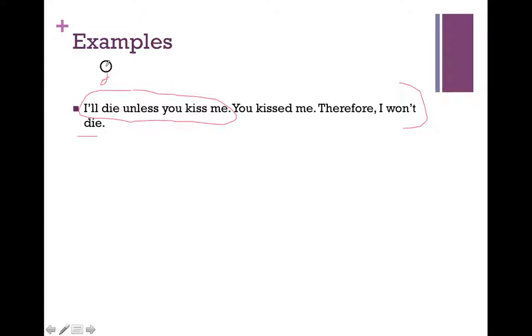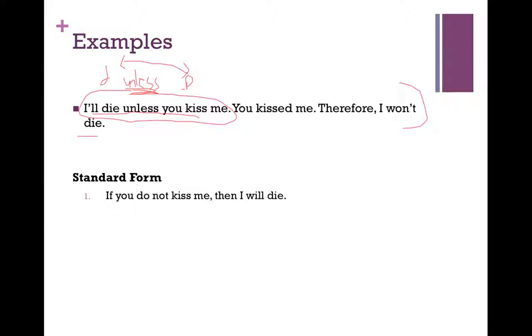So let's just say we had D unless P. Actually, I should save this. How would you put this into standard form? Because remember, this is not an if-then. What we do, if you recall, is we switch these and then we negate the P. So basically what this is saying, I'll die unless you kiss me, is saying if you don't kiss me, then I'll die. So to put this argument into standard form, first we have to put this first proposition into standard form, which would be if you do not kiss me, then I will die.